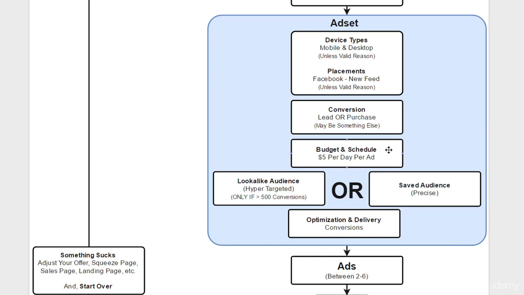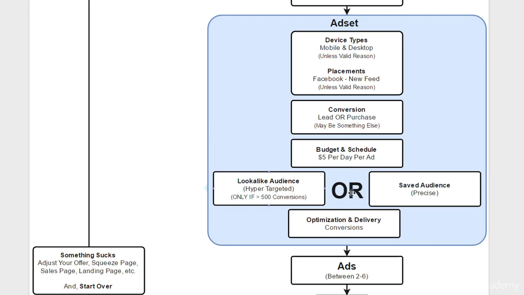For budget and schedule, you're going to select $5 per day per ad. Now, if we look down here, we're going to have between 2 and 6 ads at a time. So that means you're going to spend between $10 and $30 a day. So if you have 2 ads, you'll spend $10, 3 ads $15, 4 ads $20, 5 ads $25, 6 ads $30. Right? Makes sense.